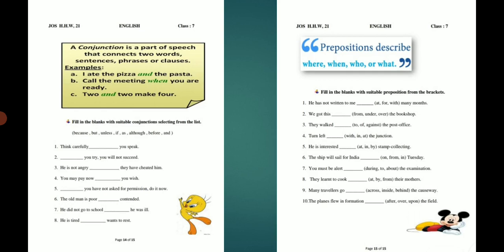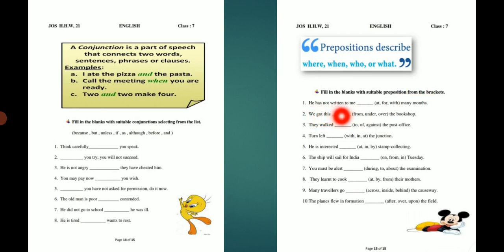And the last page is of preposition, and a preposition describes where, when, who or what is happening. So here is an exercise. There are 3 options in every sentence. You all have to choose the perfect one and write it in the blank. Fill in the blank with a suitable preposition from the brackets.